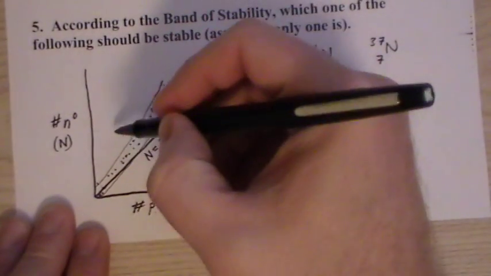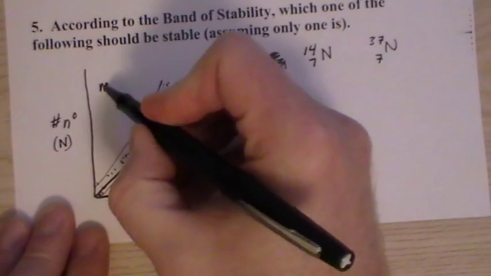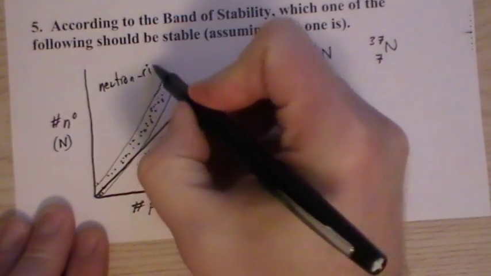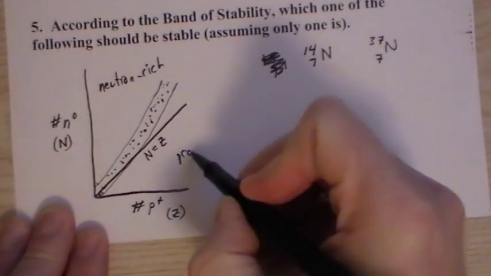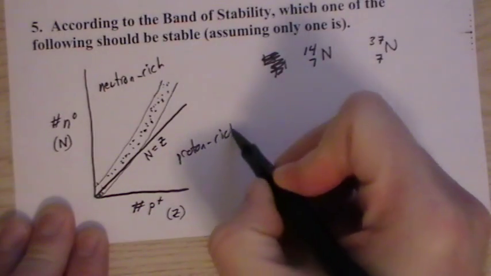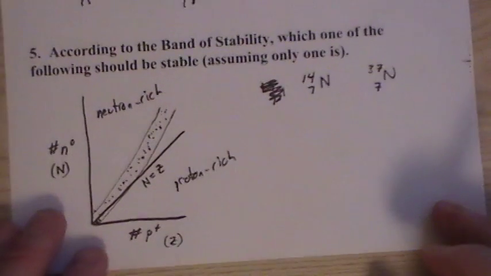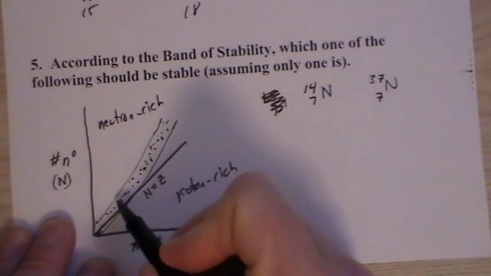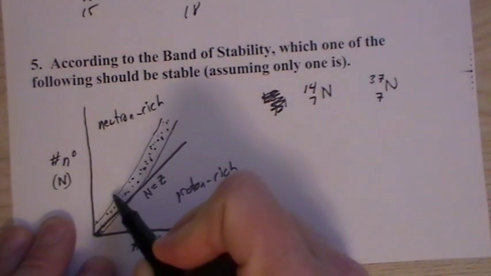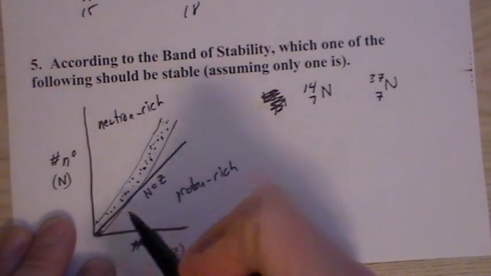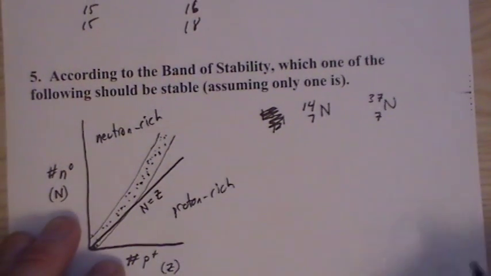Above here means that we have too many neutrons. This is called neutron rich. Down here is called proton rich, or neutron poor, and this would be proton poor regions. On the exam, since a lot of the isotopes that are unstable are riding this line really close, just outside of the band of stability, it's hard to tell.